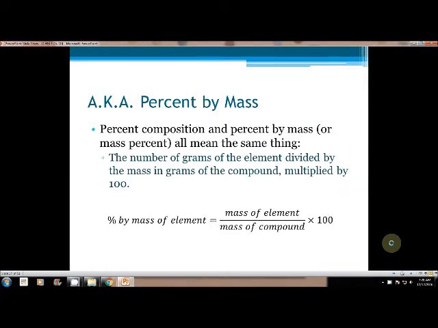Percent composition can also be called percent by mass or mass percent. They all mean the same thing, where it's the grams of the element divided by the grams of the compound, the total, and then multiplied by 100 to find that percentage. So we're going to use this equation for example 14 and 15 to figure out the percentages. If you have 2 elements in the compound, you need to have 2 answers. If you have 4 elements, you need 4 answers here.